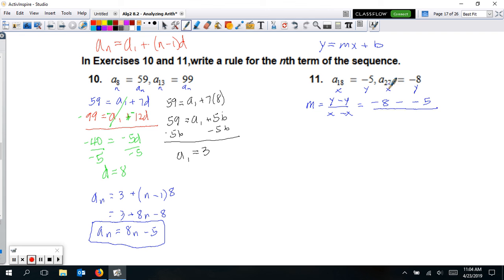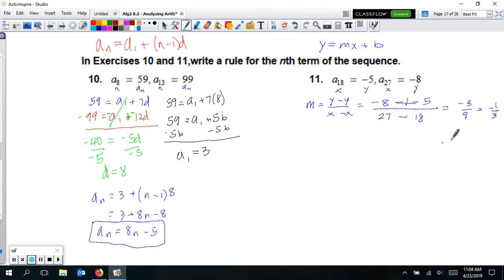I'm going to start with this one. Since I start with negative 8, I got to start with 27. So 27 minus 18. And so this is a double negative on top, but we're actually going to make that into a plus. So if I take 5 away from negative 8, that's going to be negative 3. And then 27 minus 18 is 9. And so that now simplifies to a negative 1/3.